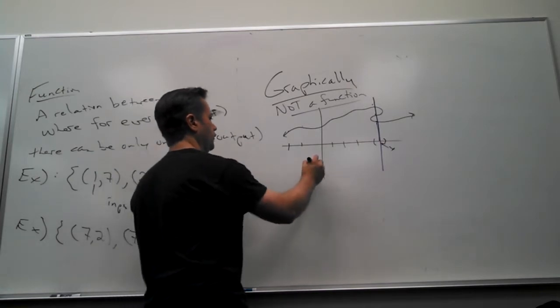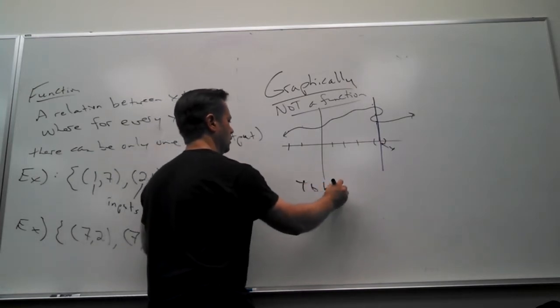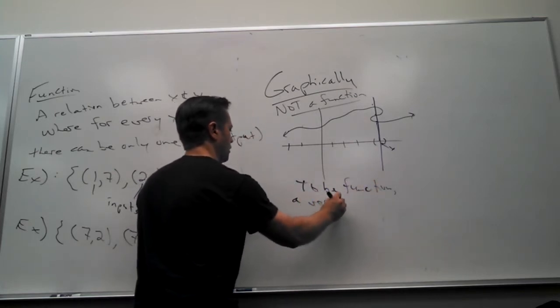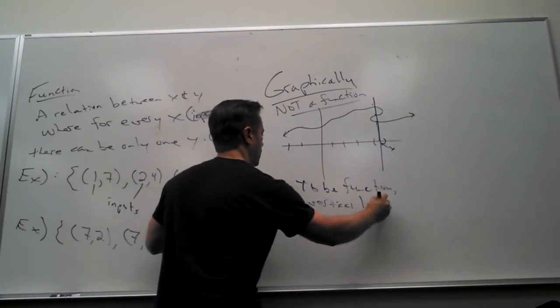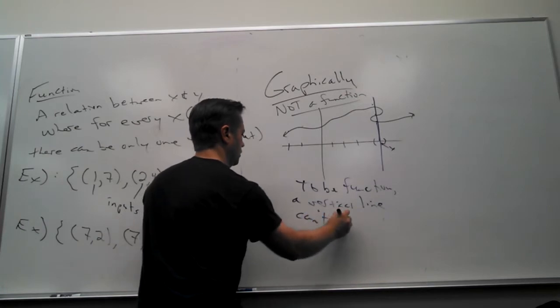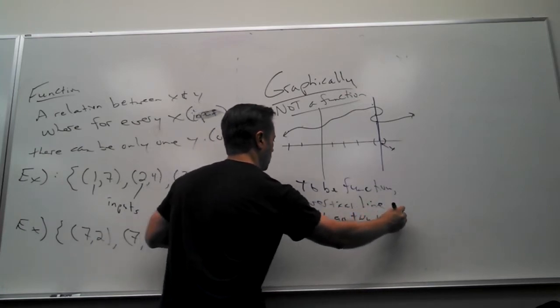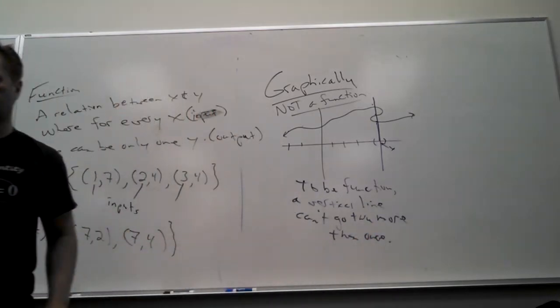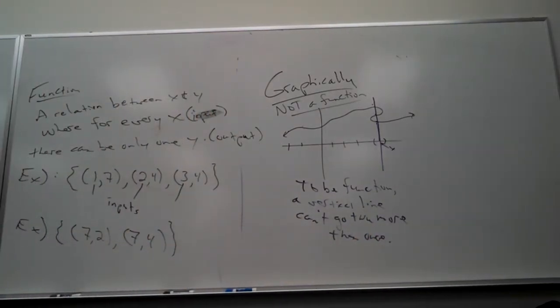All right, so this is not a function. To be a function, a vertical line can't go through more than once anywhere. All right. Other exception? No.